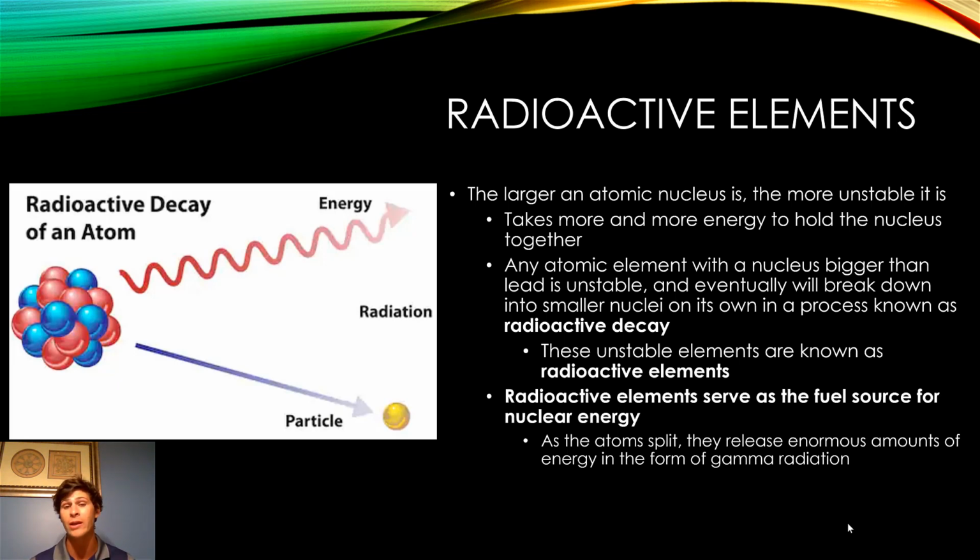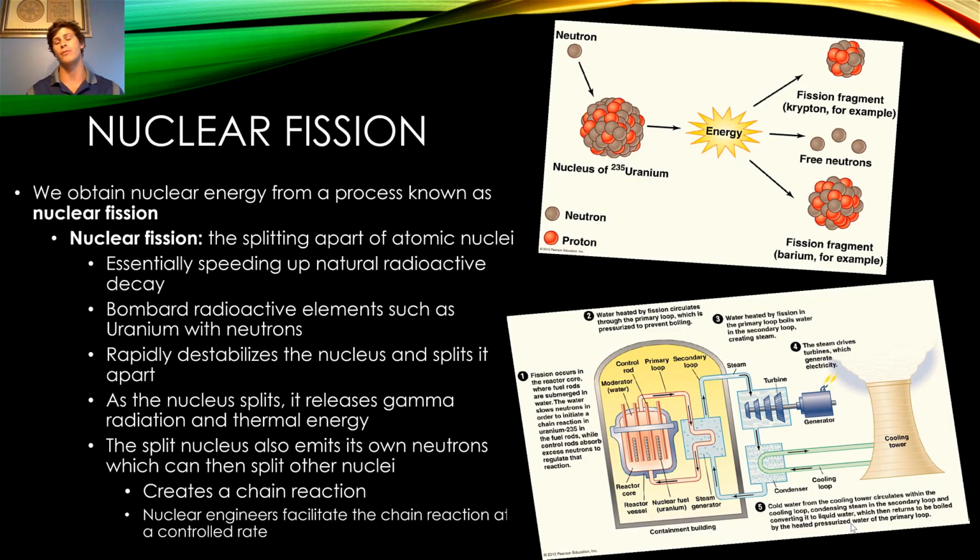Radioactive elements such as uranium and plutonium serve exclusively as the fuel for nuclear energy. As these atoms split off, they release enormous amounts of energy that we capture in the form of thermal or heat energy, which we then convert to electricity. So we harness the power of radioactive decay in a process that we call nuclear fission. Now, nuclear fission is just the splitting apart of atomic nuclei using some sort of mechanism. And in this case, you can essentially think of nuclear fission as a sped up, automated version of radioactive decay.